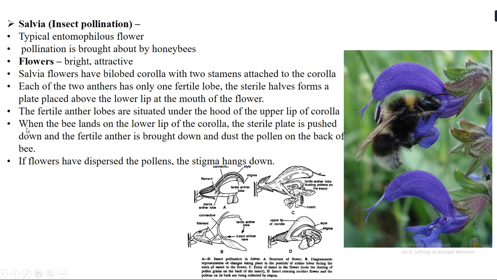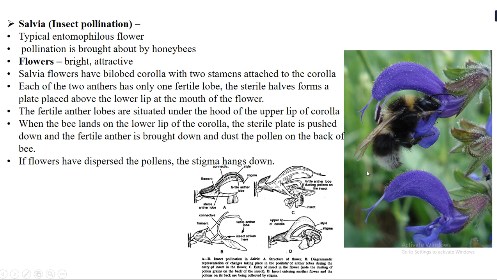Now when the honeybee lands on the lower lip of the corolla of this flower, this sterile plate which is present here at the bottom is pushed. As this is pushed, the fertile plate here at the top, this is the fertile anther, will bend down, it will come down and it will shed the pollen grains on the body of this honeybee.